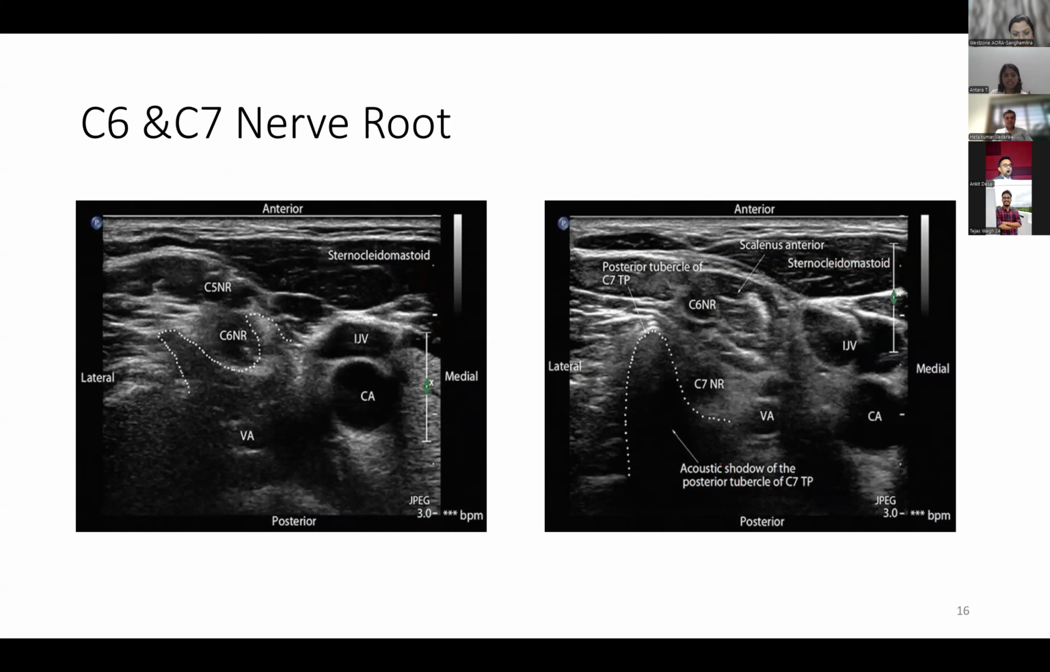Now the sonoanatomy visualized at the C6 and C7 nerve roots. C6 is the first cervical vertebra, when we come from the supraclavicular fossa, to have two tubercles of the transverse process, the anterior and the posterior tubercle, and the C6 nerve root comes out between the two tubercles. The C7 nerve root has a distinctive feature which can be seen on USG: it lacks the anterior tubercle, so it only shows the posterior tubercle with its acoustic shadow. The vertebral artery is best visualized at the level of C7, and it lies very close to the nerve root of C7 because of the absence of the anterior tubercle.